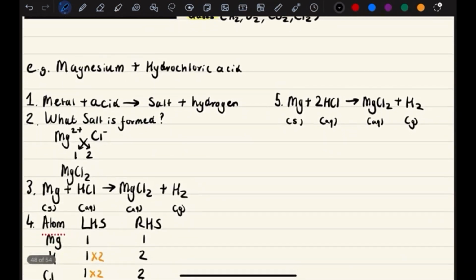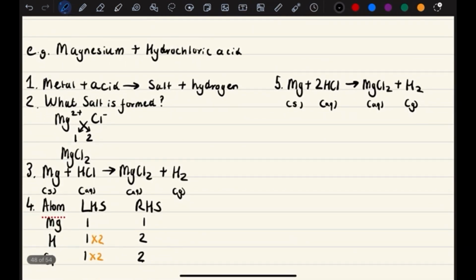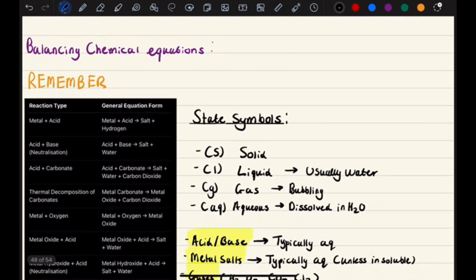Cool. Let's go into an example about balancing an equation. So you can see all the workings out here, but I am going to talk through it. So we're reacting magnesium and hydrochloric acid. Now, step 1. We need to know what kind of reaction we're working with, right? So we know that metal is magnesium, and we know hydrochloric acid is an acid. So we go back to our list up here. Metal plus acid goes to salt plus hydrogen, right?